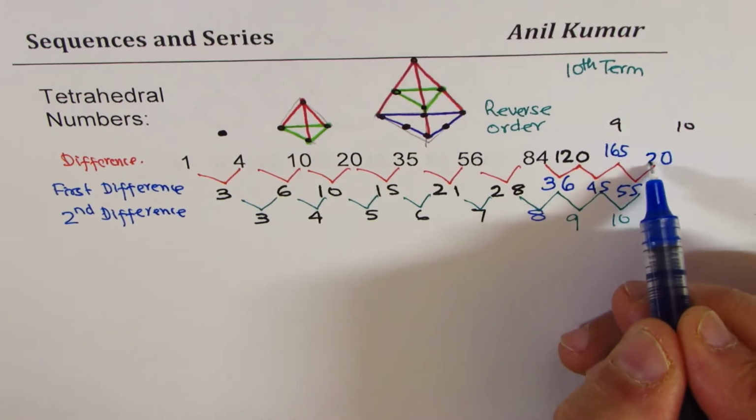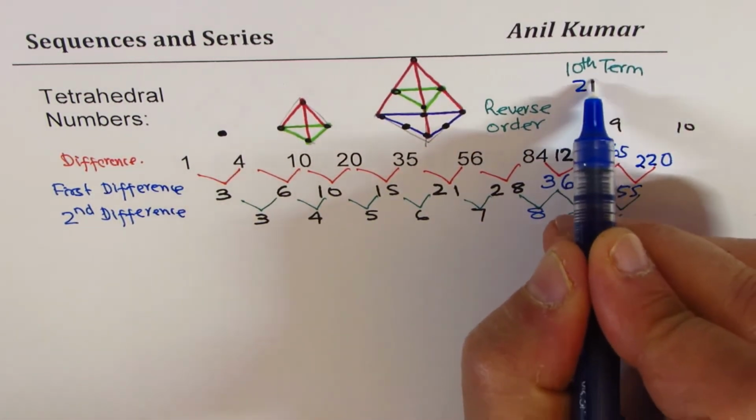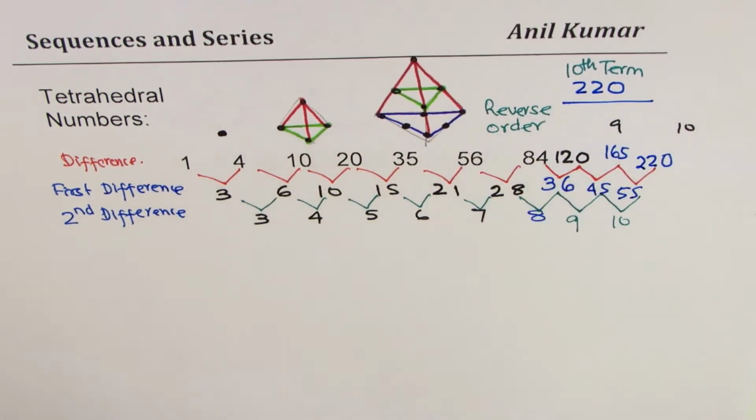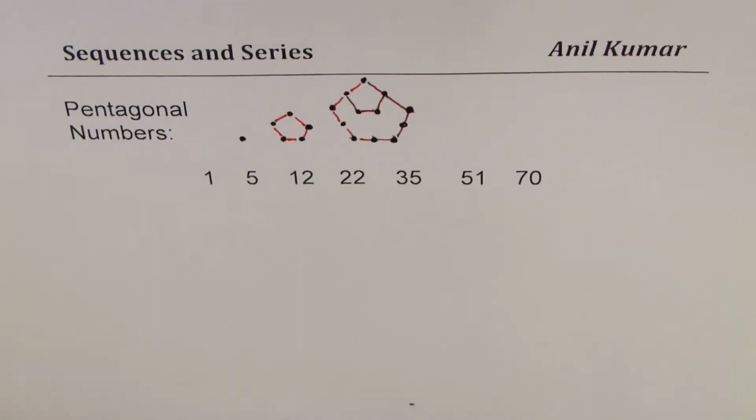7 and 5 is 12, 2 and 1, 220. So we say the 10th term is 220 for us. Correct? So we got the 10th term of the tetrahedral numbers. Now let's talk about the pentagonal numbers.